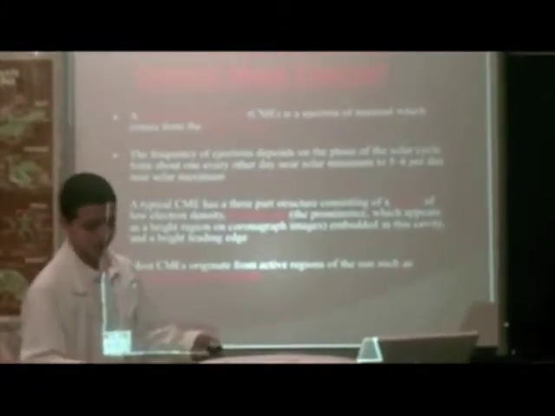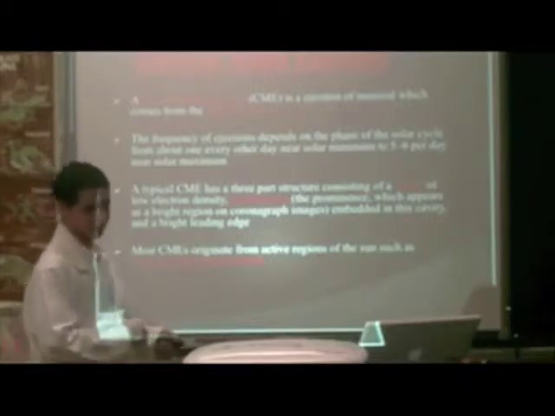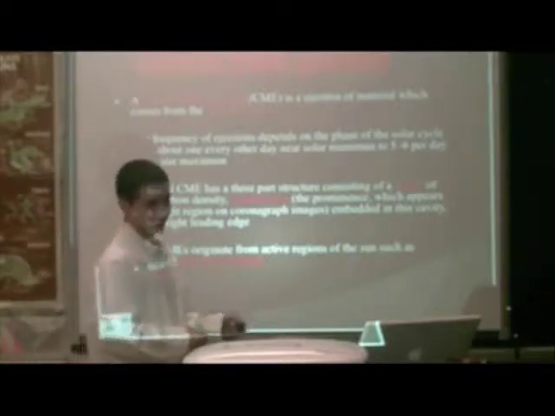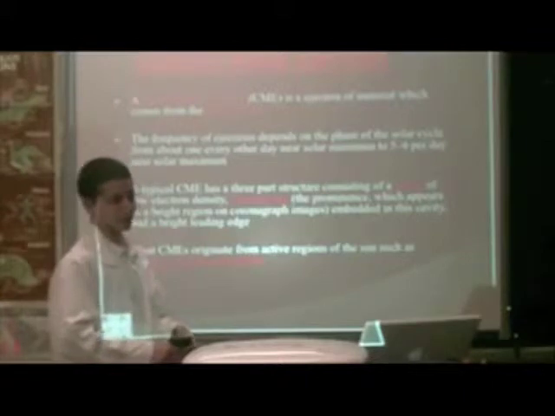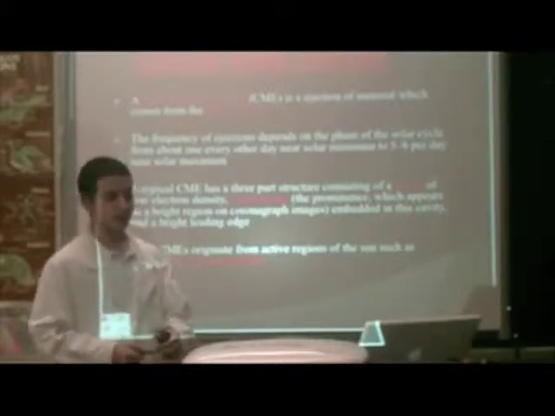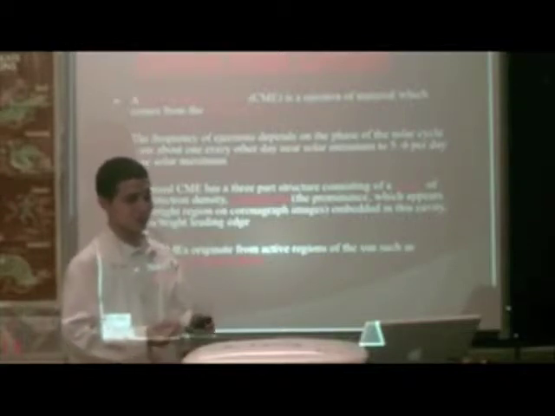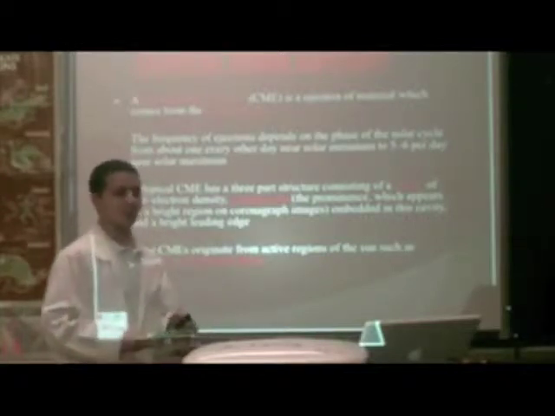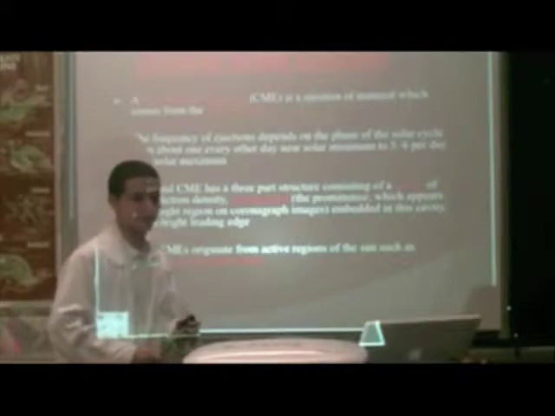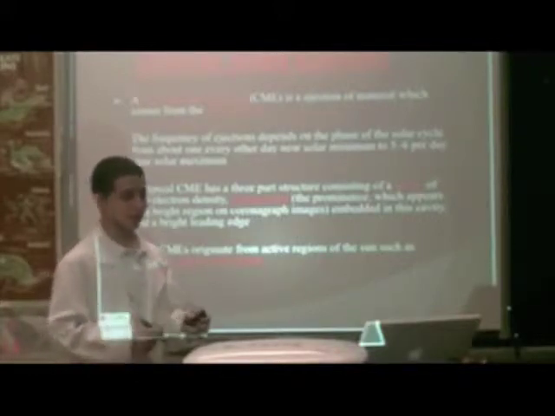Here's a coronal mass ejection, which is just an extremely big prominence. It's an ejection of matter which comes from the solar corona. The frequency of ejections depends on the phase of the solar cycle, from about 1 every other day near solar minimum to 5 to 6 per day near solar maximum.